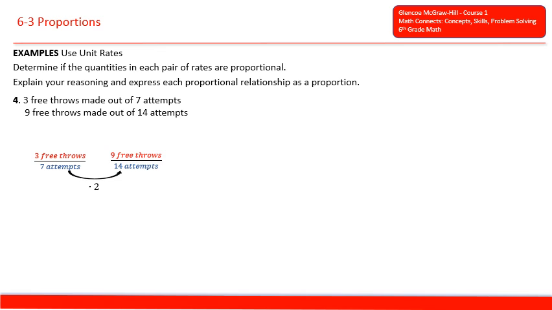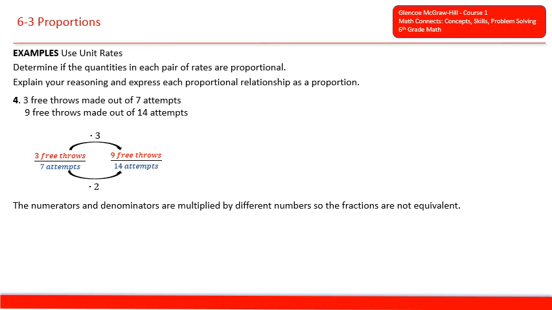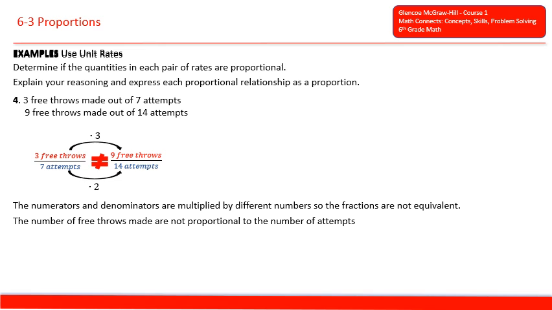If we multiply 7 times 2, we get 14, but we have to multiply 3 times 3 to get 9 free throws. The numerators and denominators are multiplied by different numbers, so the fractions are not equivalent. The number of free throws made are not proportional to the number of attempts.